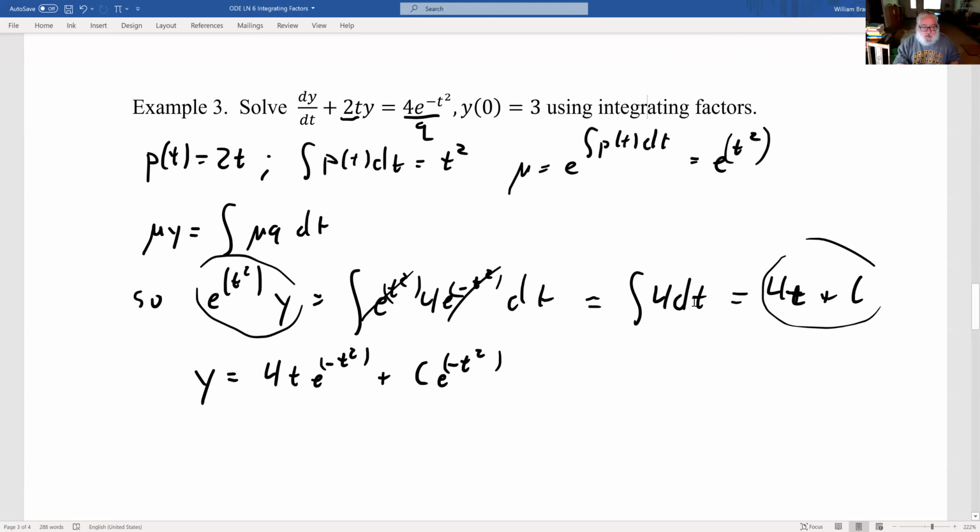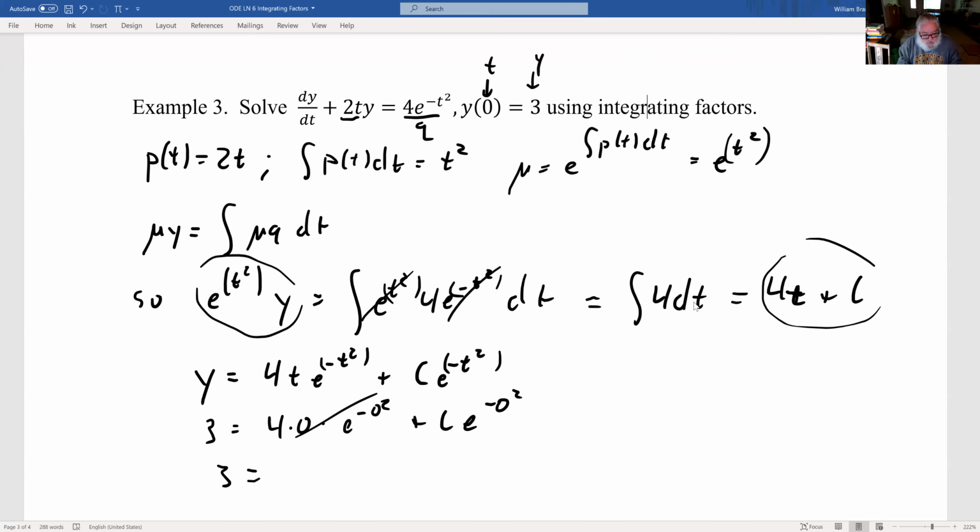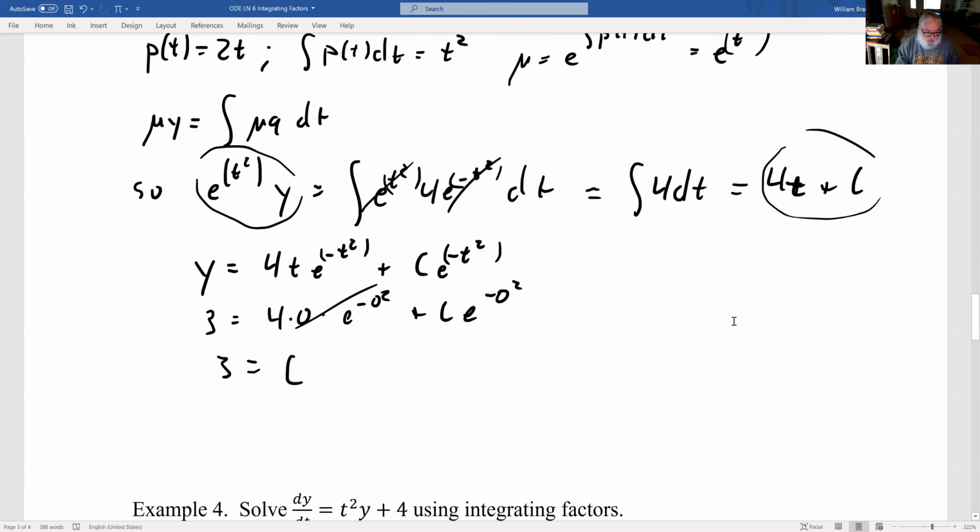Now we know that y of 0 equals 3. This is my t value, and this is my y value. 3 equals 4 times 0 times e to the minus 0 squared plus c e to the minus 0 squared. So that's 3, and this is just 0. E to the minus 0 squared is 1, so c equals 3. And so finally, our solution to the initial value problem is y equals 4t e to the minus t squared plus 3 e to the minus t squared. So there is our solution.